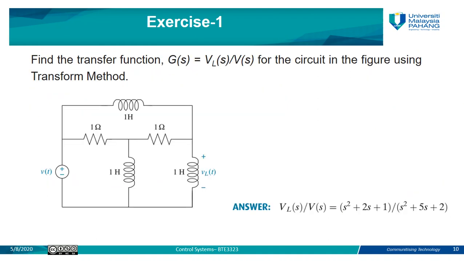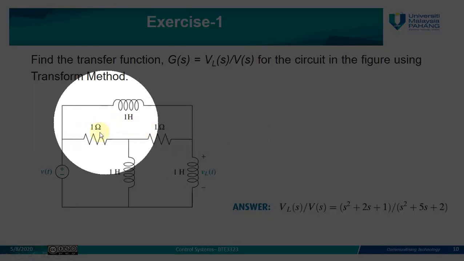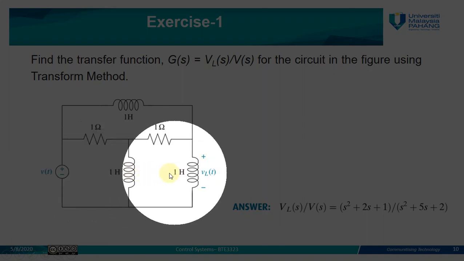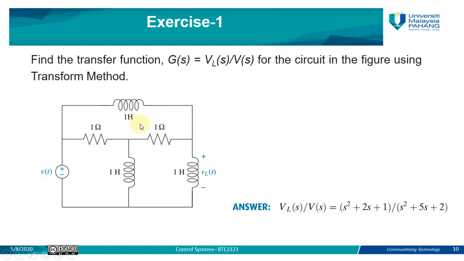In this exercise, we have an electric circuit consisting of three loops. So we have one loop here, another loop, and a third loop. We need to find the transfer function, which relates VL(s), the voltage across the inductor here, and Vs, the input voltage. So we need to find the transfer function VL(s) over Vs by using the Laplace transform method.